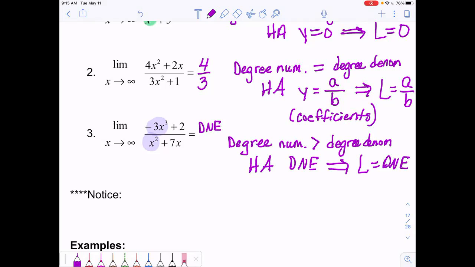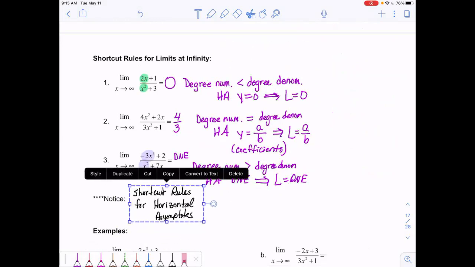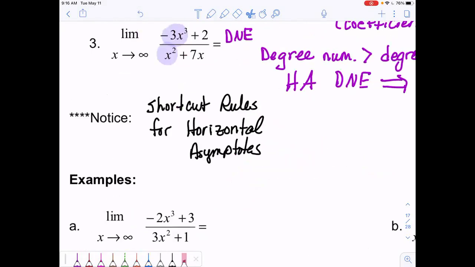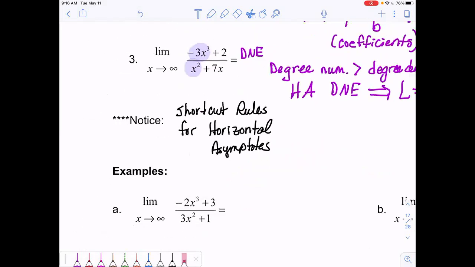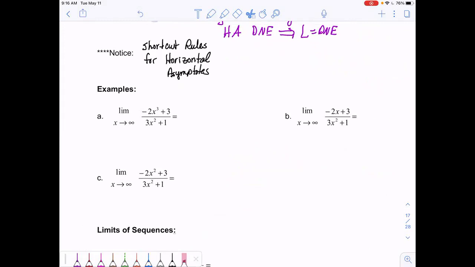So the little notice is what I kind of wrote above here, which I wrote above instead of writing it below. We'll put that here. So notice that these follow the shortcut rules for horizontal asymptotes. So I think you could quickly do the examples underneath, which is what most of your homework is like. So see if you can find the limit of the 3 examples underneath here. Those 3 functions.